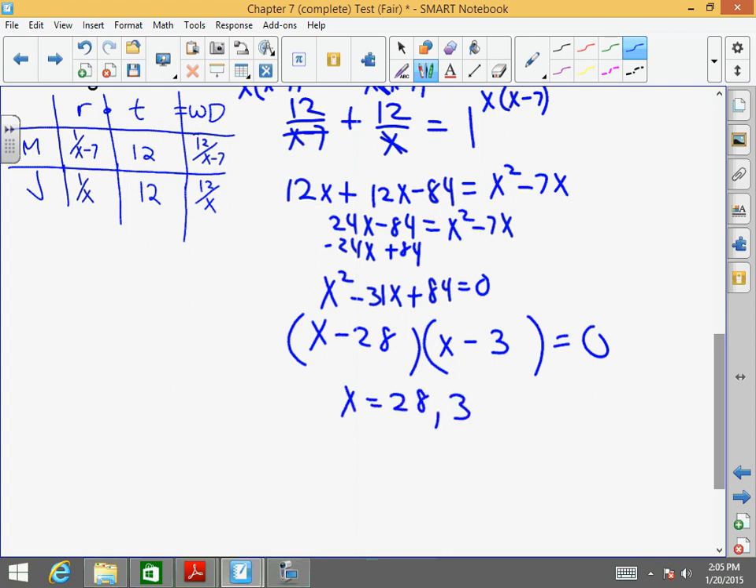Now, here's the kicker. If I plug in 3 here, that means that Max's rate is negative 1/4 of the job per hour? That's impossible. That's extraneous. They want to find Janice's rate, though. X is her rate, 28 hours.